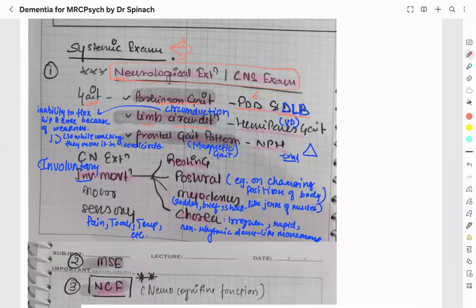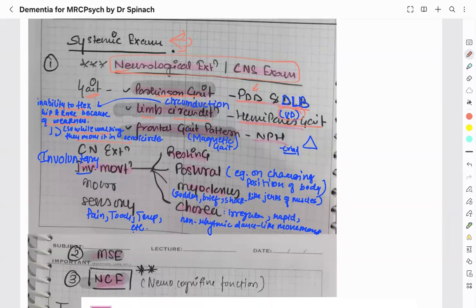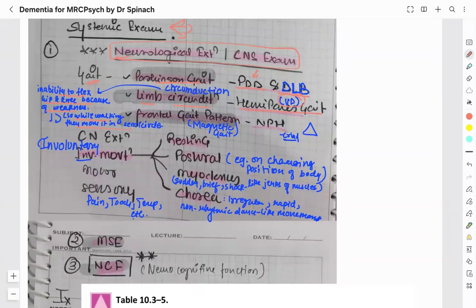That means the patient has inability to flex the hip and knee because of weakness, so they do a semicircular motion when they have to bring their leg forward. So it is hemiparesis gait, which is seen in vascular dementia, and it is probably because that part of the brain, which is in control of the limbs of the right or left limb, is damaged.